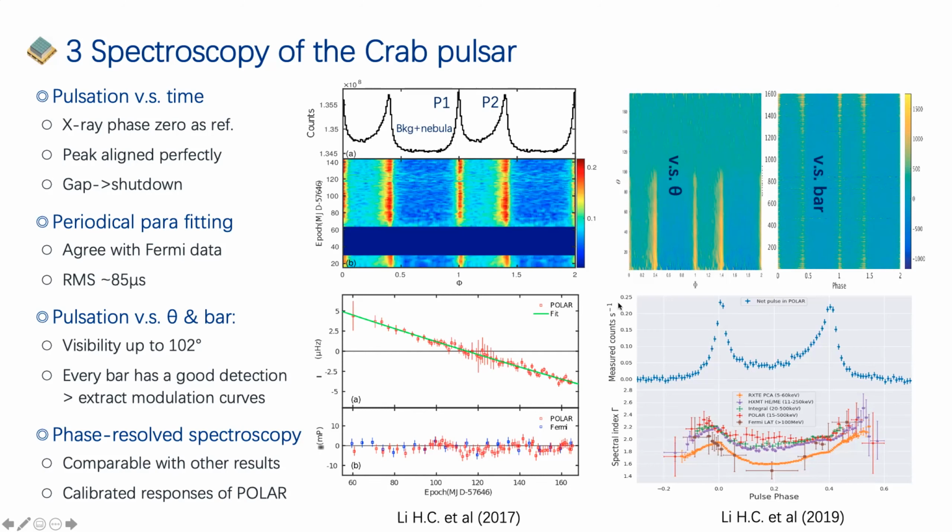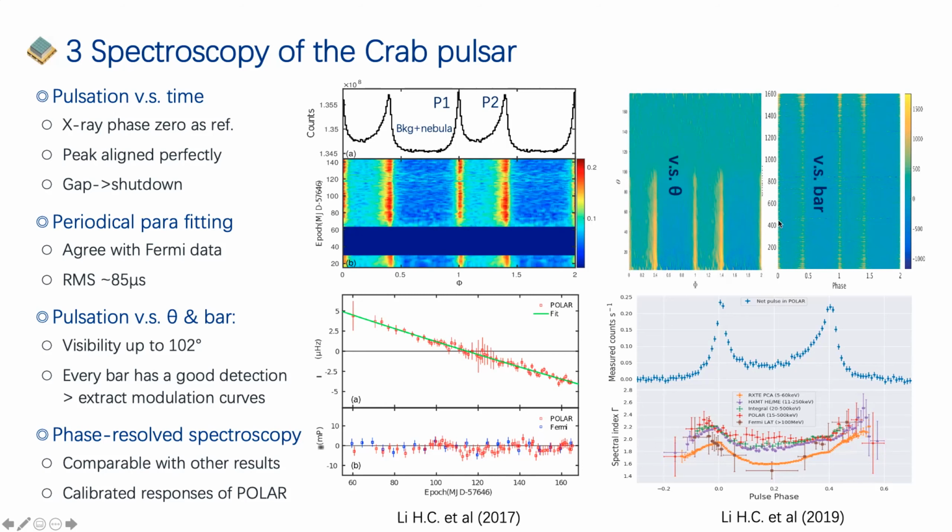We also show the pulsation as a function of incident angle, theta, where we can clearly see the visibility of the Crab Pulsar could reach up to 100 degrees. And then the pulsation as a function of the 1,600 centimeter bars were also shown. Every bar has a good detection of the Crab Pulsar. We could confidently use this information to extract modulation curves.